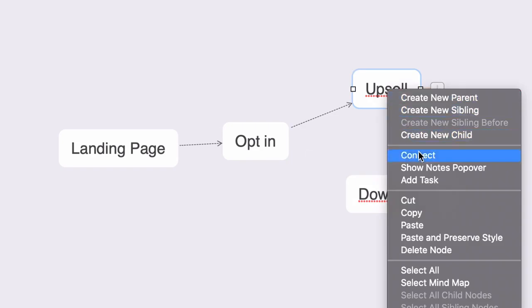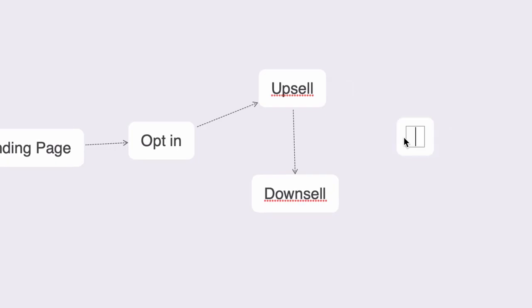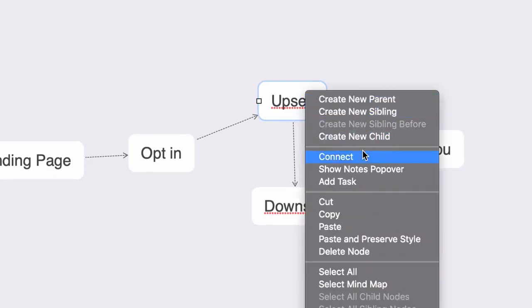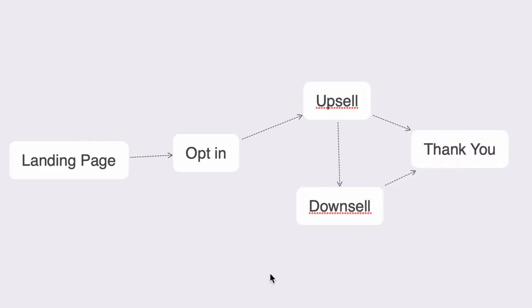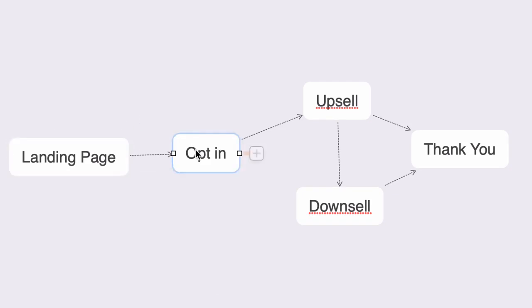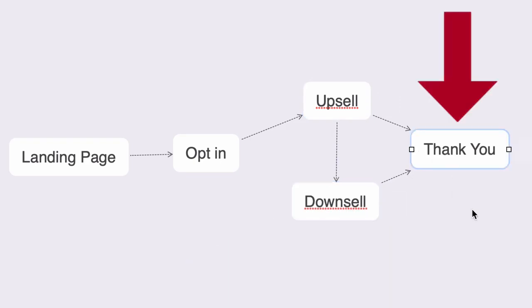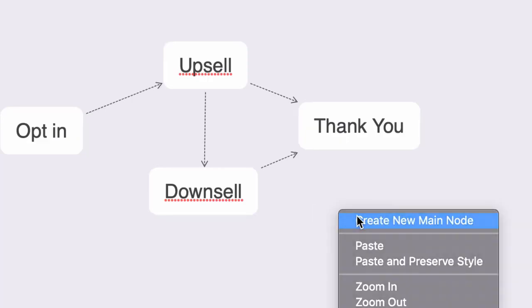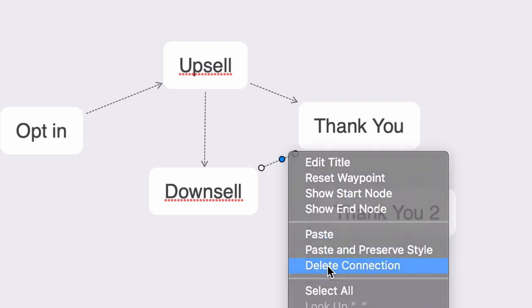We're going to add a new connection here, and here we're going to create a new node and call this the thank you page. Then we'll connect the upsell and the downsell. So in this sales funnel, somebody comes into our landing page, some people go through an opt-in, that then takes them to an upsell, and if they buy, they go straight to the thank you page. If they don't buy, they are presented with a downsell, and if they buy that, they are taken to the same thank you page.